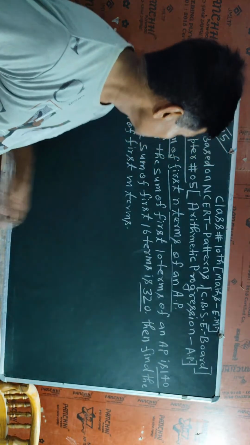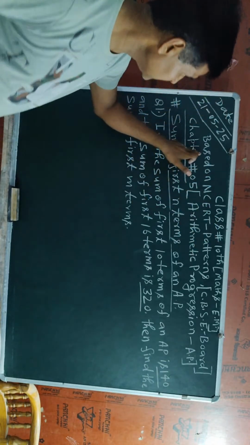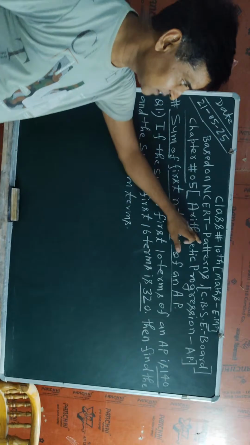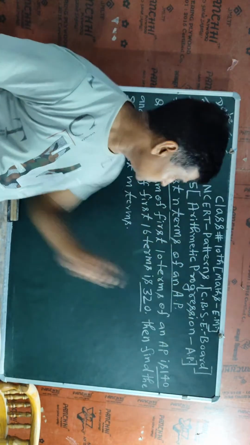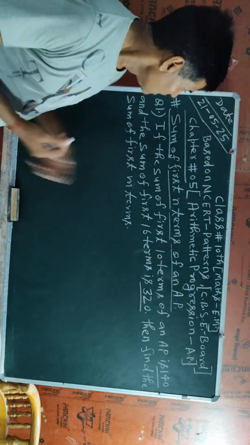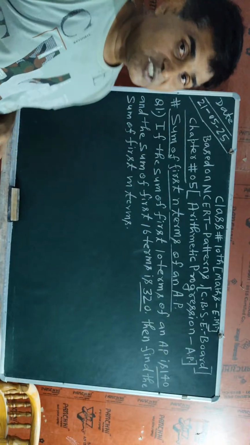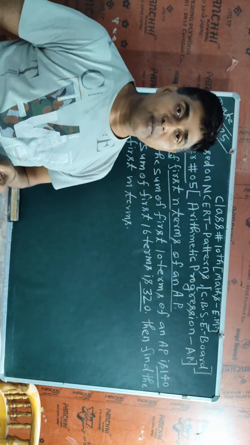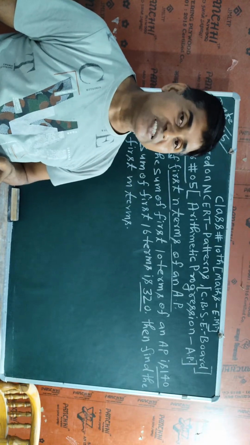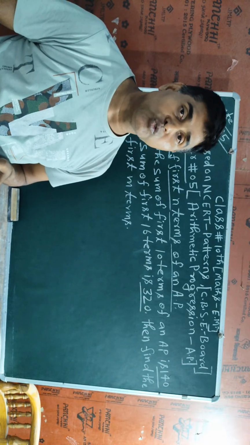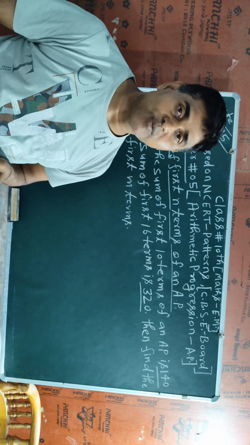Okay students, this is class 10th mathematics based on the NCERT pattern and it belongs to the CBSE board. I am explaining chapter number 5 here, because chapter number 1, the real numbers, I have already taught you. The second chapter, polynomials, I have also already explained.